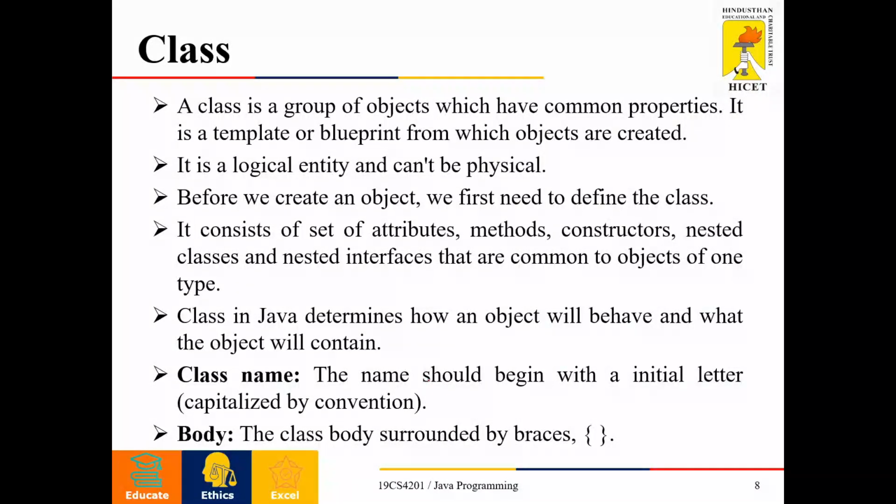Class is a group of objects which have common properties. It is actually a template, blueprint, or prototype for creating objects in Java. It is a logical entity and cannot be physical. Before creating objects, we must define the class. So a class contains a set of attributes, methods, constructors, nested classes, and nested interfaces. Class in Java determines how an object will behave and what the object will contain.